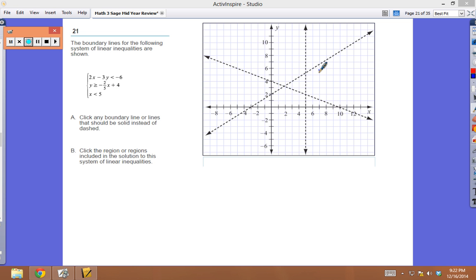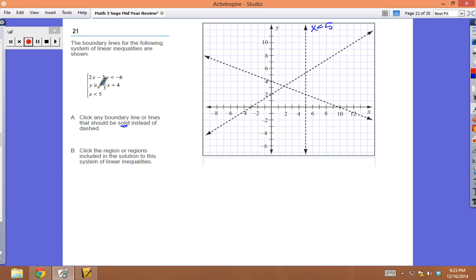Okay, so we got a graph with 3 separate lines going on, and they are inequalities. So some of them, we need to shade them. So A wants to know which of these boundaries should be solid instead of dotted, and this is the one that should be solid right here. So the x is less than 5. That's this vertical line right here. X is less than 5 because it's going through the x-axis at 5.